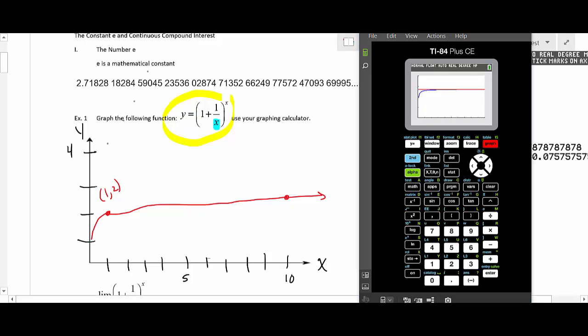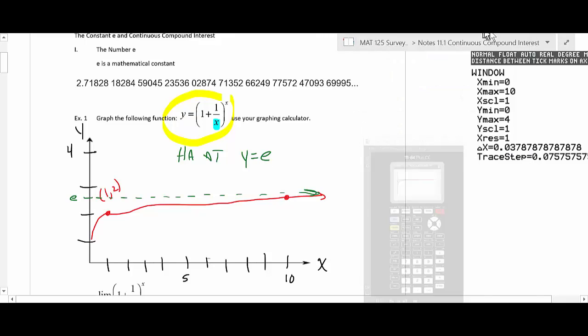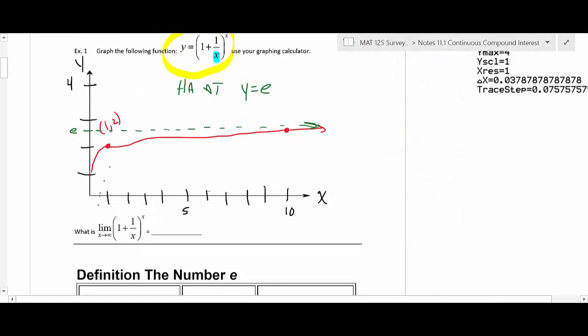So the other thing I would like you to put on your graph is to label this as e, and then put a dashed line like that, and make a note that you have a horizontal asymptote at y equals e. Okay, so one of the things is that's what e is. It's that function.